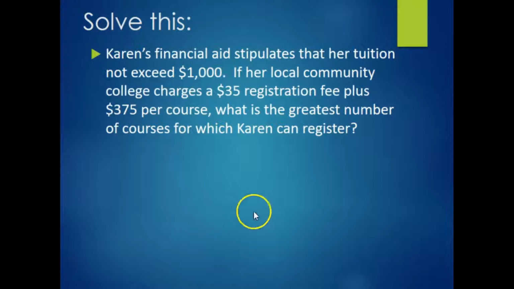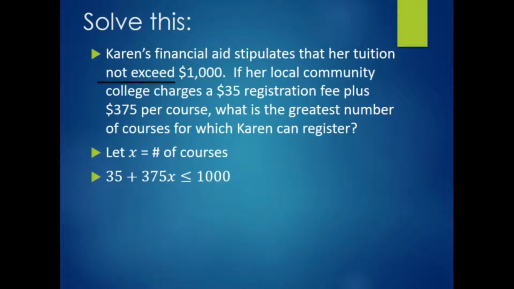The problem is asking us for the greatest number of courses, which we don't know. So setting up a variable, we'll let x stand for the number of courses. The inequality indicated in this problem is the not exceed, which means it translates into less than or equal to. And let's see how the total cost is calculated. There's a flat fee of $35 plus 375 times the number of courses. It cannot exceed 1,000. If we put that together, we have our flat fee plus 375 times the number of courses cannot exceed, less than or equal to, the $1,000 budget limit.